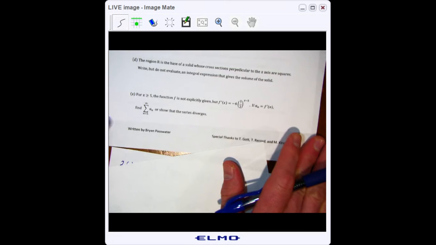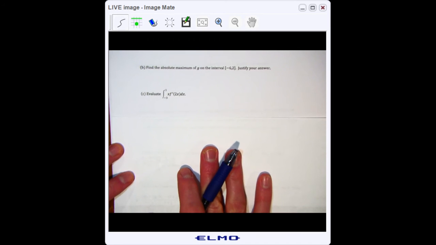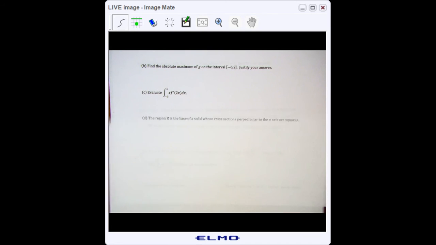All right, for part C, evaluate this integral. Excuse me, let me bring it back down. There we go. The integral from -3 to 1 of x f prime of 2x dx. All right.